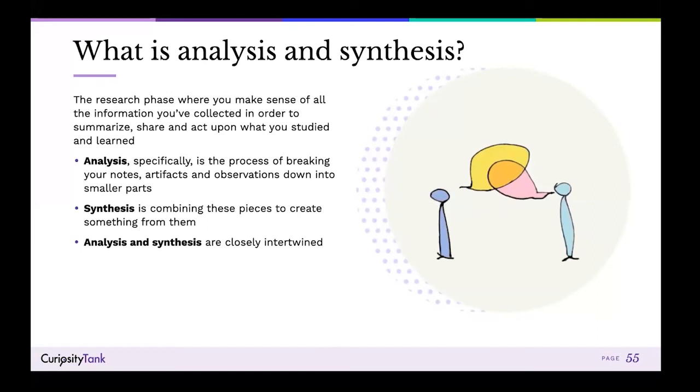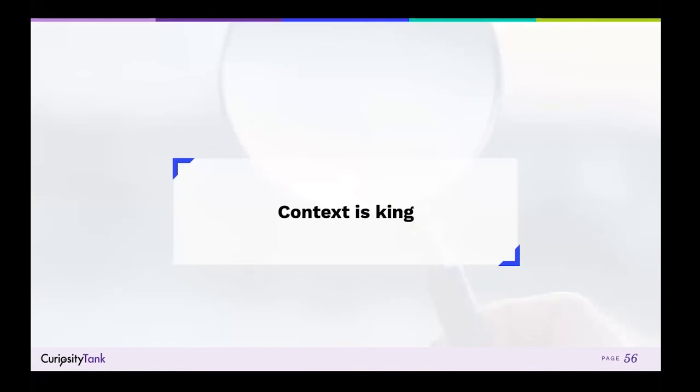And oftentimes it's not just us acting on it as individuals, it's teams of people that need to act on it. So specifically, analysis is the process of breaking apart our notes, our data, our artifacts, our observations into very small pieces. I call these snippets of data. Synthesis is where we combine these pieces to create something from them. Maybe we combine them in themes. Maybe we combine them in frameworks. Maybe we combine them in priority order. Analysis and synthesis are closely intertwined, but context is always king.